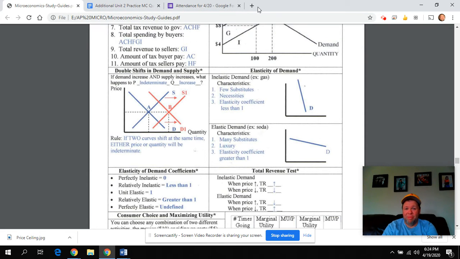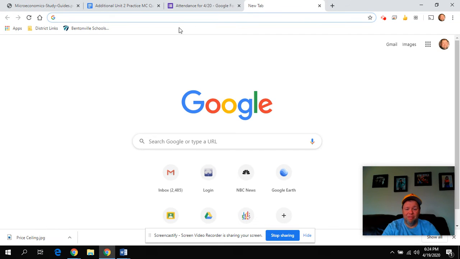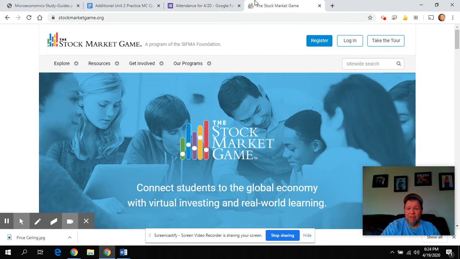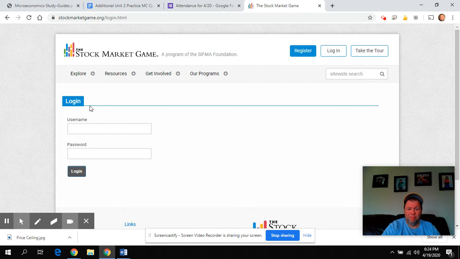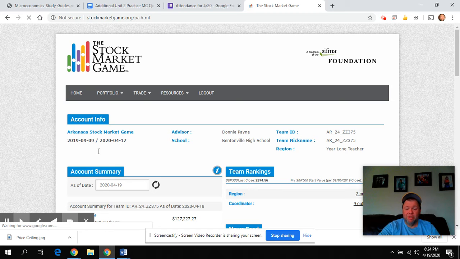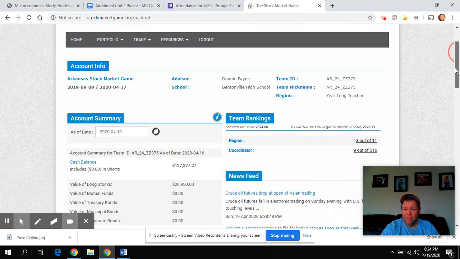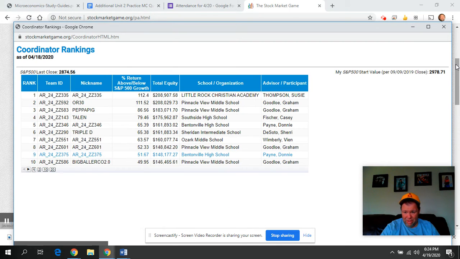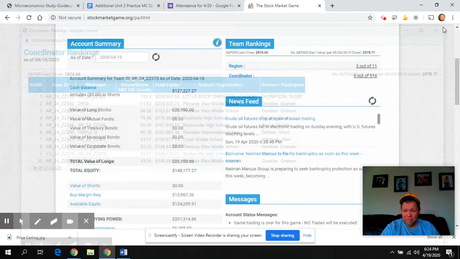By the way, the stock market game did end on Friday, and I believe some of your classmates, and I'll have to figure out which teams these were, but I think we had a second and a third place team in the stock market game this year. Now, the trip to Little Rock is not going to happen, but they probably will still send us your cash reward. So let's see here. That's not what I want. I want the coordinator rankings.